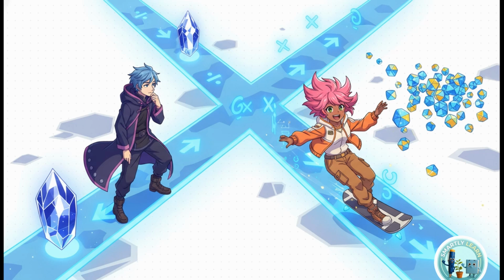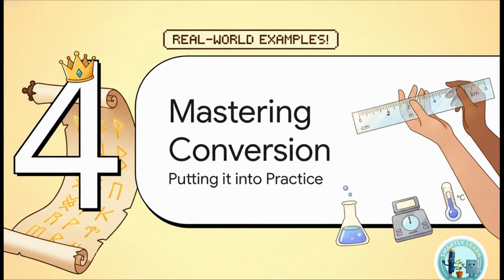Rule number one, if you move to the right along our King Henry roadmap, you multiply. You're going to a smaller unit, so you'll have more of them. Rule number two, if you move to the left, you divide. You're going to a bigger unit, so you'll have fewer of them. Move right, multiply. Move left, divide. That's the whole game. All right, enough talk. Theory is great, but let's see this thing in action. It's time to put King Henry's code to the test with some actual problems.